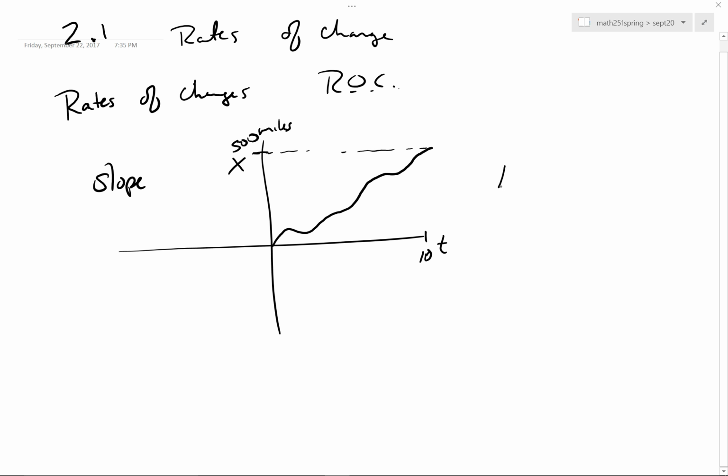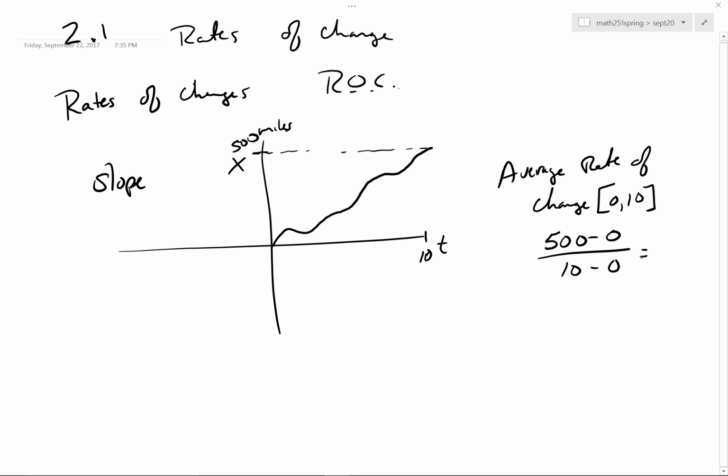So your average rate of change, and you have to be careful, because when I say that I have to specify an interval, from 0 to 10. Well, that would be 500 miles minus 0 miles, so it's a change of 500, and I had 10 hours to do that, because this is the point (10, 500) and this is the point (0, 0). So of course that's 50.